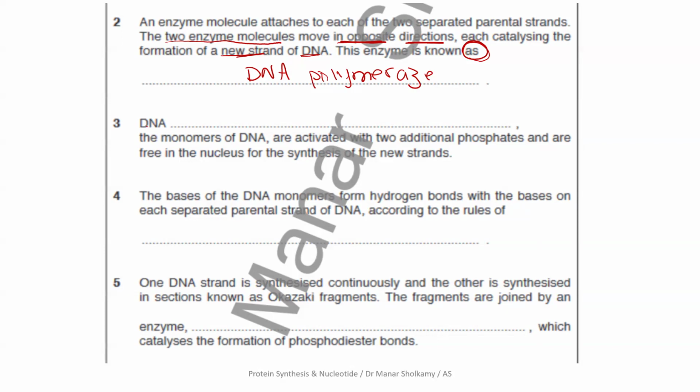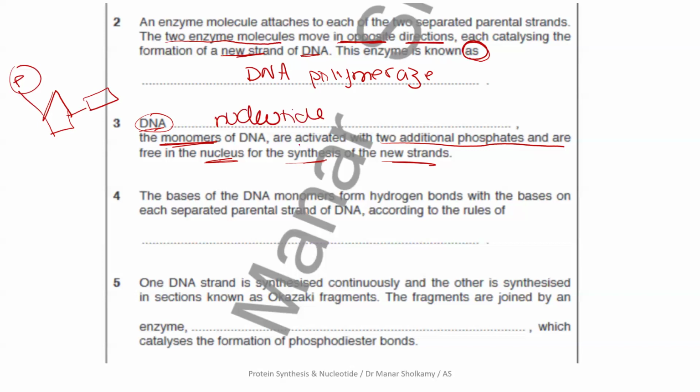Okay, Kenzie, the monomers of DNA are activated with two additional phosphates and are free in the nucleus for the synthesis of new strands. What are the monomers of the DNA? What are they called? DNA is a protein, right? No, DNA is not a protein at all. DNA is a polymer made up of small monomers. What are the monomers that make up the DNA? The nucleotides. Yes, the DNA nucleotides.